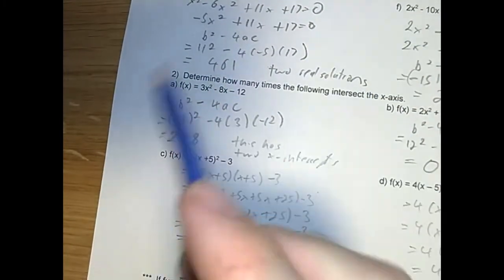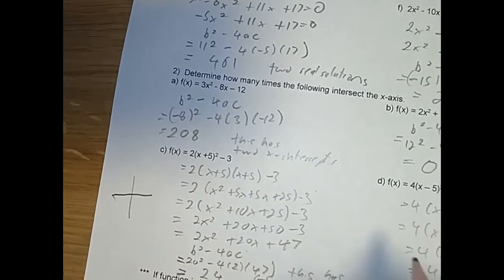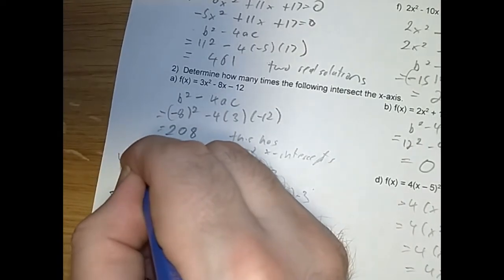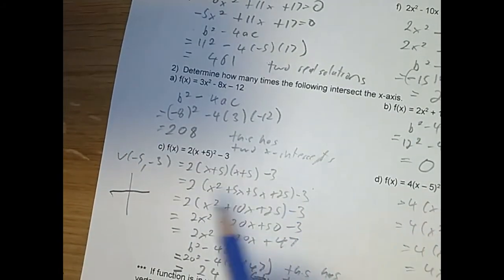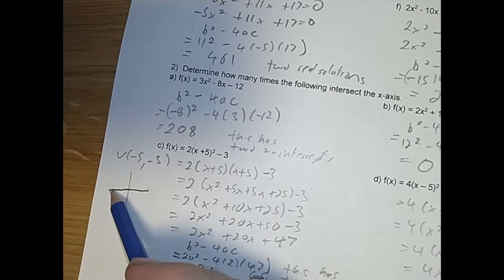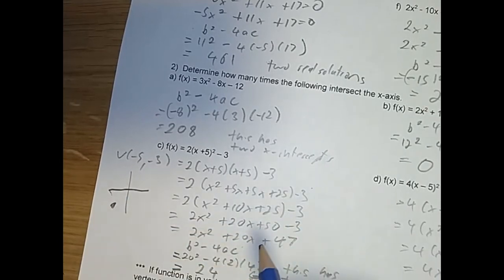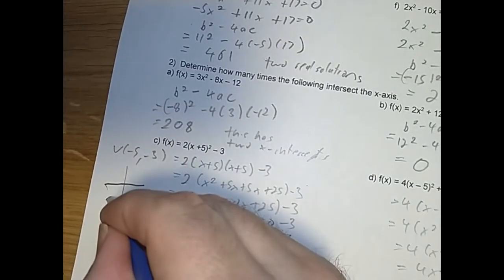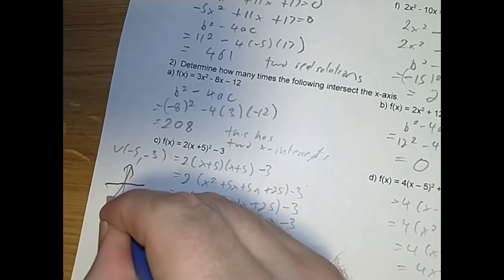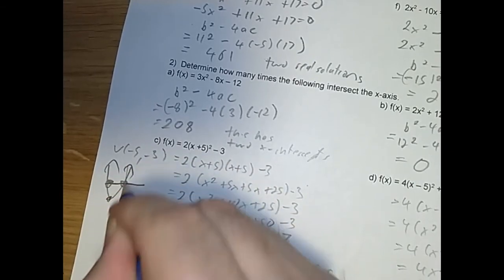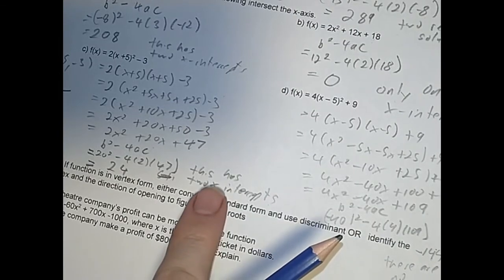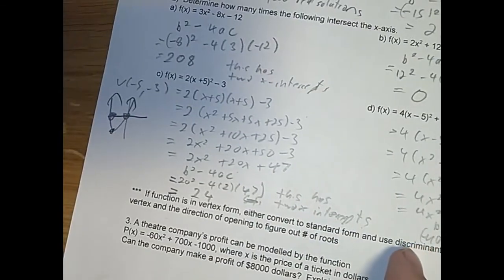Okay, let's just do a plain x and y axis. The vertex is negative 5 comma negative 3. So our vertex is negative 5 this way, and down here is negative 3. So it's down here. This parabola opens up. So when it opens up, it's got to hit the x-axis twice. We could have known just by sketching it that when it opens up, it hits the x-axis twice.